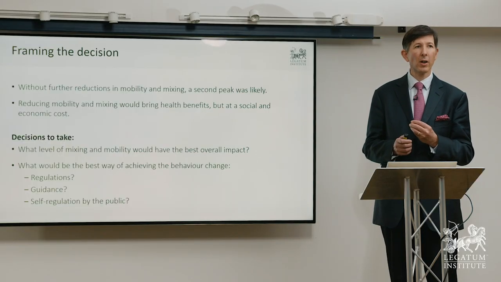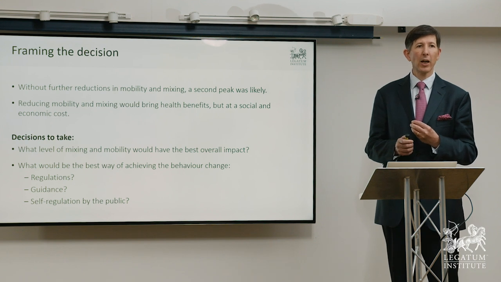So really, at one level, it's best to see the government having two choices, two types of decision to make at this point. Firstly, what should be the reduction in mobility and mixing to help contain the spread of the virus, balancing all the other considerations? And then secondly, what are the policy levers available to achieve that mobility reduction? Should it be through regulation? Should it be through changes in guidance? Should it be through public health messaging and people self-regulating? So these are the two layers that we think are necessary to think through and analyze this decision.